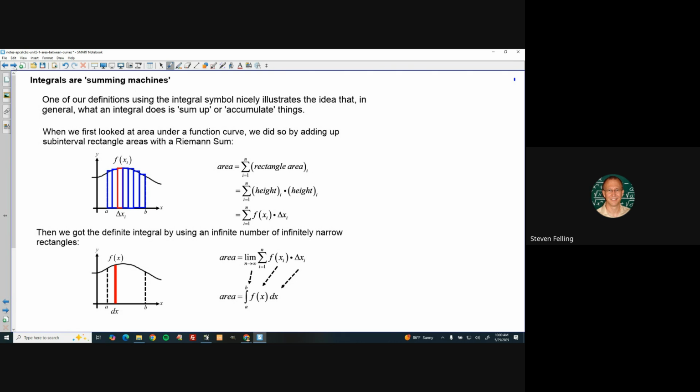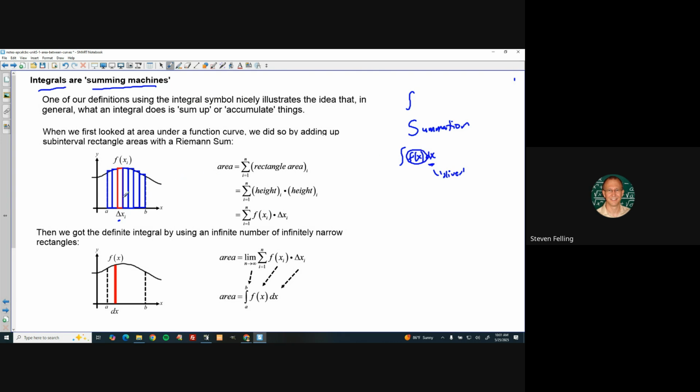One of the definitions that we have for this integral symbol nicely illustrates this idea that integrals are really summing machines, right? The reason that we use this symbol for an integral is because it's kind of an elongated S that stands for summation, which means you're summing something up. So if you do an integral of f of x dx, this is a little tiny sliver of some quantity, maybe a little tiny change in the width, delta x. And then this h can be something.